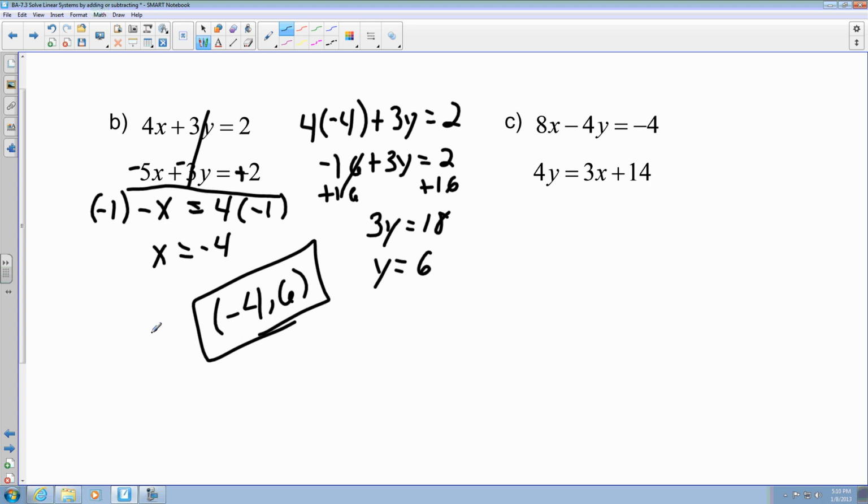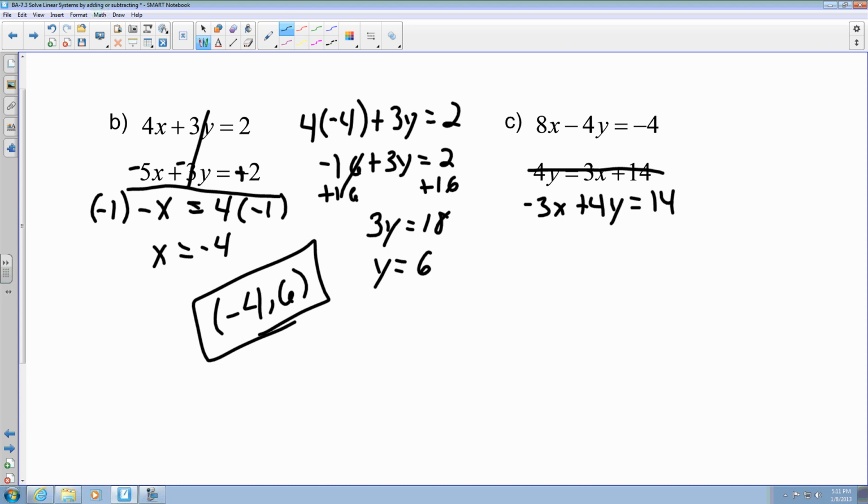C, we have 8x minus 4y equals negative 4. We're in standard form. We're good. The second equation is not in standard form. So what we have to do is we have to subtract both sides by a negative 3. So this leaves me with negative 3x plus 4y equals 14. Okay. So I'm just going to put a line through it right now. That's the original equation I crossed out, and underneath it is what it looks like in standard form.